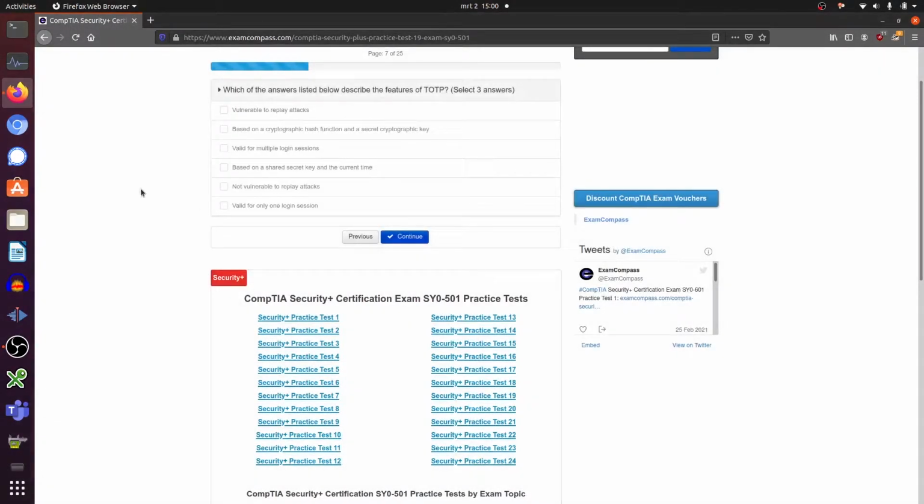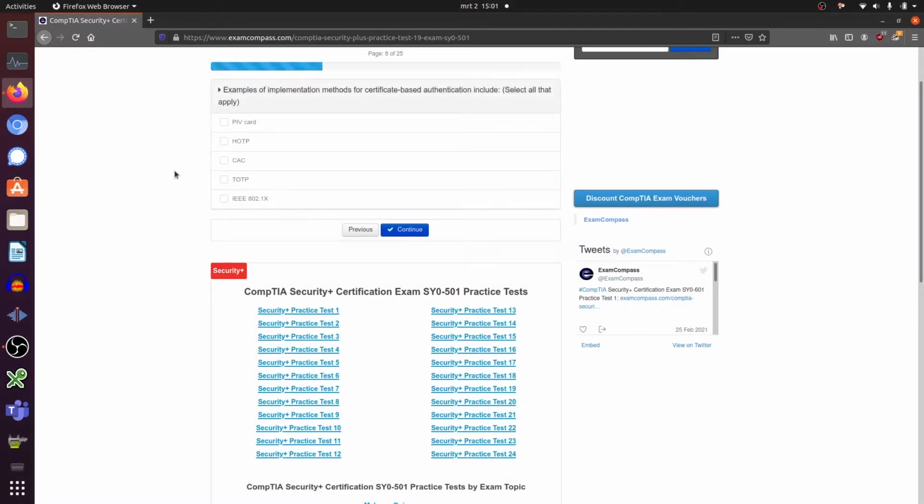Which of the answers listed below describes the feature of TOTP? Based on a shared secret key and the current time. It's also valid for only one login session. Oh, and it's not vulnerable to replay attacks.